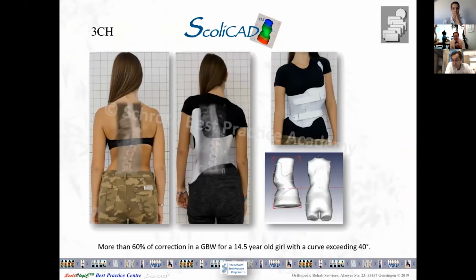Let's have a look at treatment examples. This is a three curve, main thoracic curve. You can see it on the scan and on the model. You can see that the model mirrors the deformity, so we make good shifting. And the same you can see on the body. Without the brace, the body is shifted to the right side, the convex thoracic side, and in the brace, the body is shifted more to the left side, so we have good in-brace correction, more than 60%.